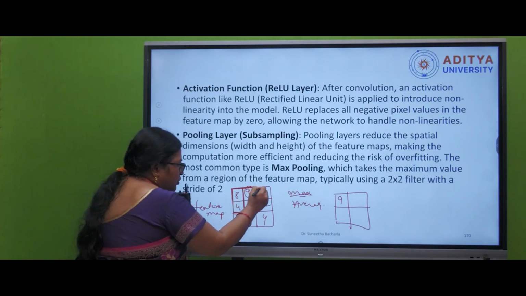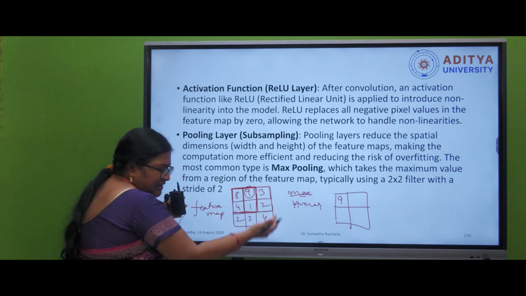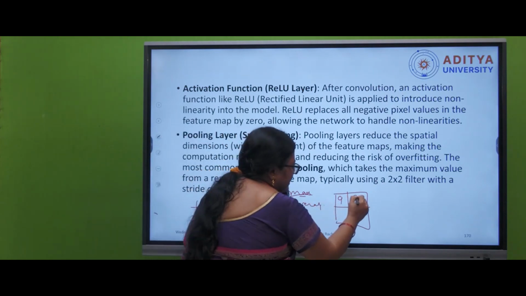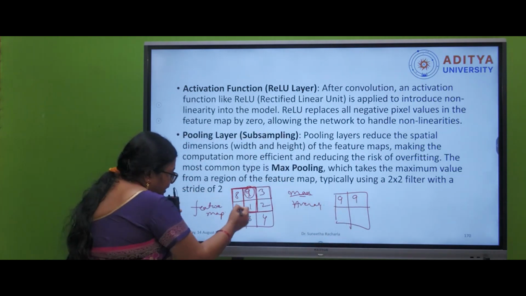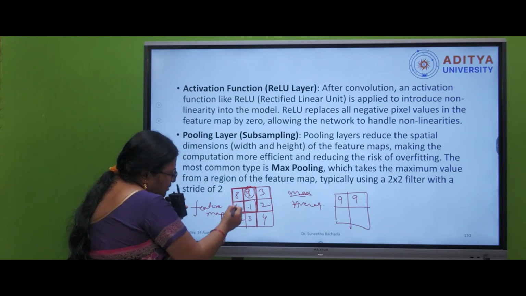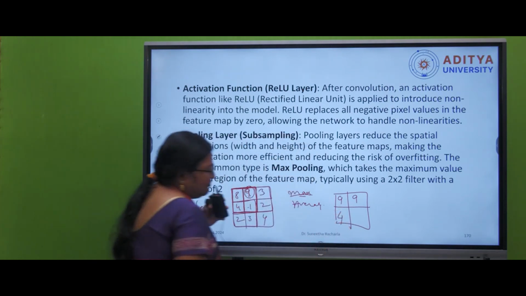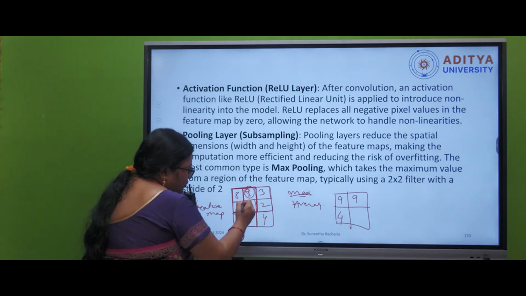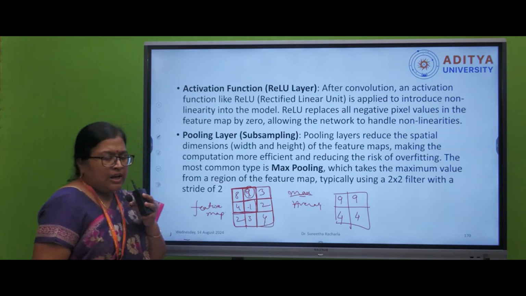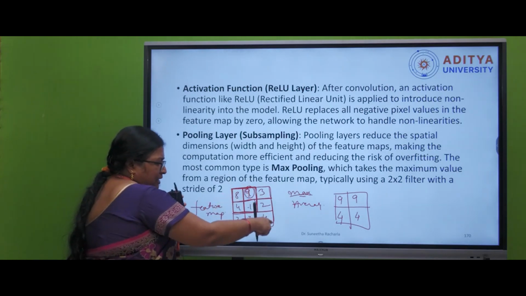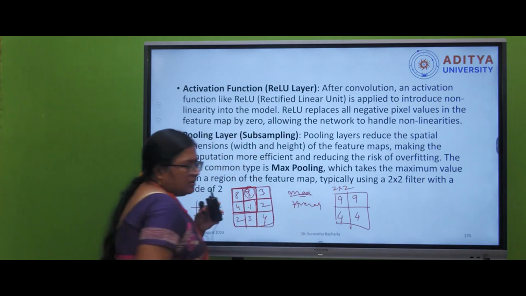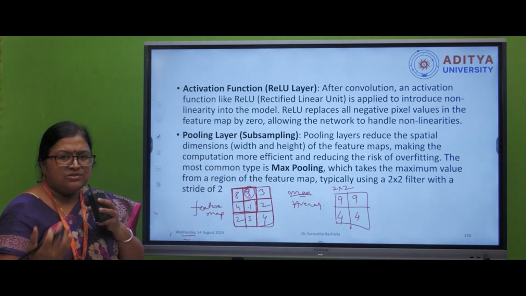Again that will be moved one step next, and in these 4 again 9 is the maximum value, so I will consider 9, and it will come to the bottom. In the bottom the maximum value is 4, so it will consider 4, and next it will move. In this again the maximum value is 4, so 4. Now the feature map will be reduced from 3 by 3 to 2 by 2. This is how we reduce the dimensionality.